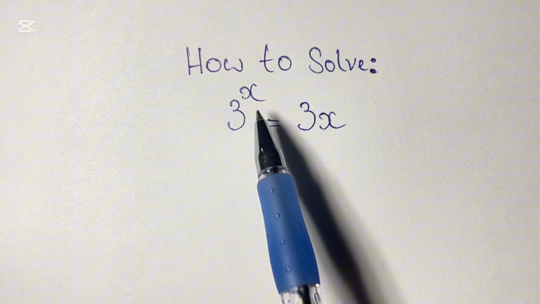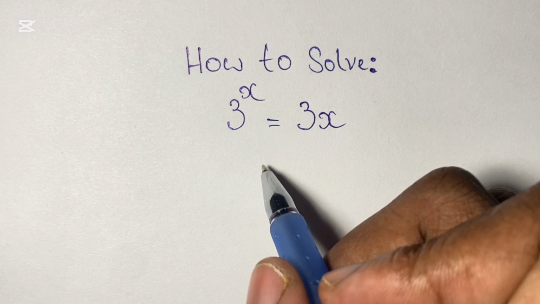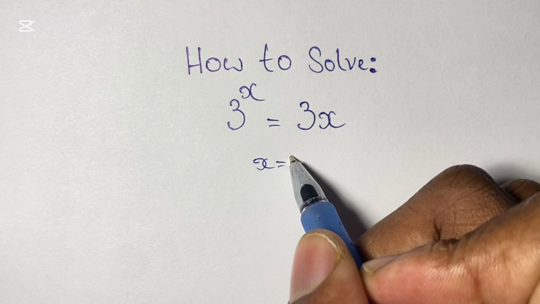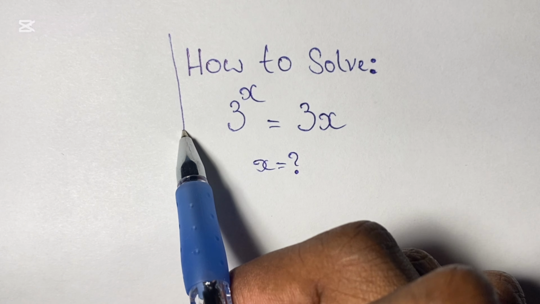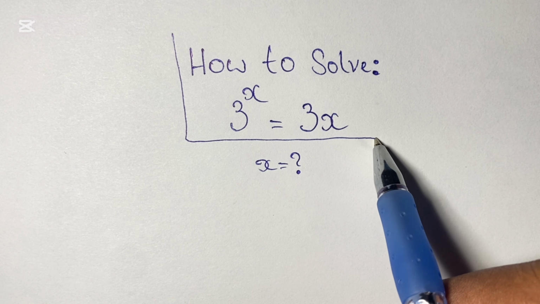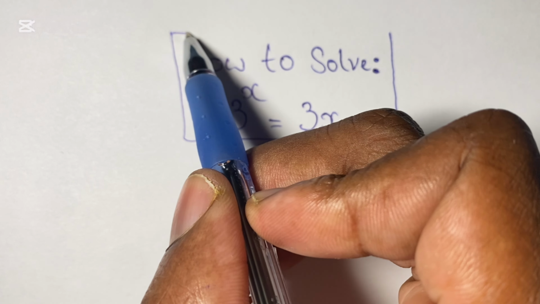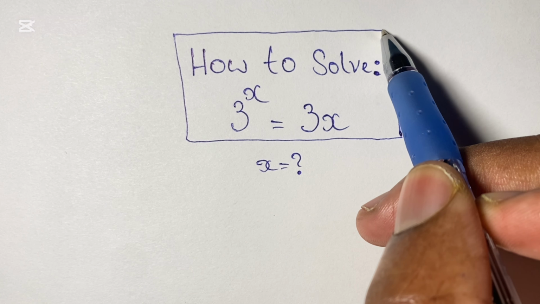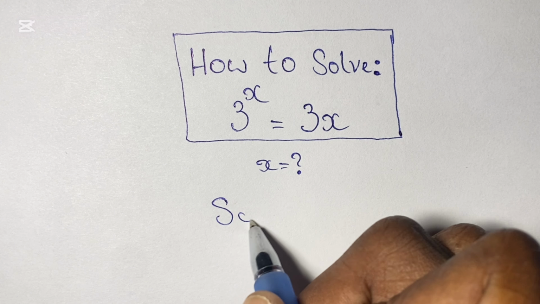Here we have another algebraic exponential equation that we're going to solve. In this equation we have 3 to the power of x is equal to 3 times x, and we are given to find the value of x in this situation. Now you can pause this video and see if you can do this one by yourself. But I will share with you that these equations cannot be solved by using normal algebraic methods. For this exercise, we're going to use a special kind of function to solve for x.